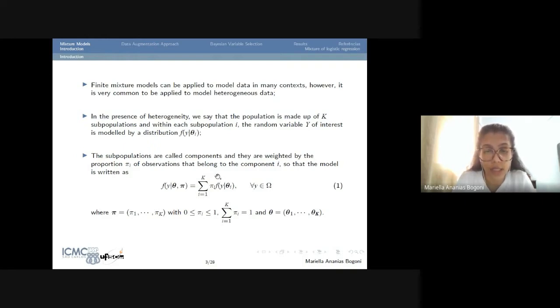Each distribution of the components of the mixture is weighted by pi_i, which is the proportion of observations that belong to component i. The number k of components is usually an unknown quantity, so in most applications we would also like to estimate it. And these distributions f(y | theta_i) don't need to be the same. We can have mixtures of normal and gamma distributions, and we can even have mixture models of regression models, which is the case of this work.